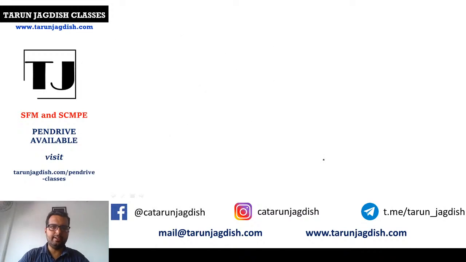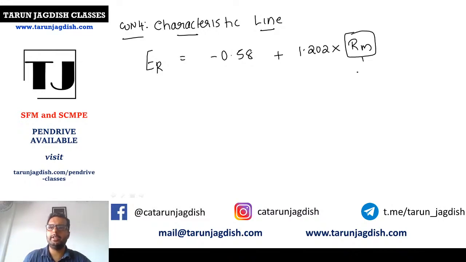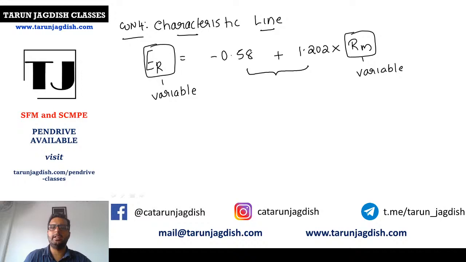Alright friends, so we got the answer. Now I'll go to working note number 4, where I will write down characteristic line. Okay, characteristic line will be ER, which is variable, is equal to alpha. What is the alpha? We got minus 0.58 plus 1.202 into RM. So this is going to be kept as variable. This will also be kept as variable. And the remaining things will be kept as constant. Can you please write down till here in your books now?